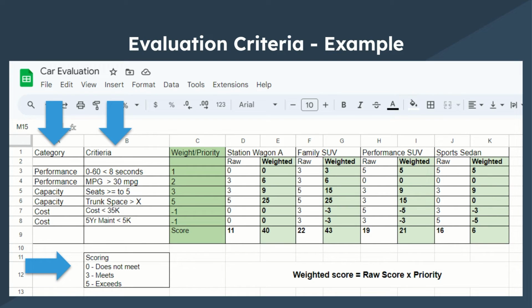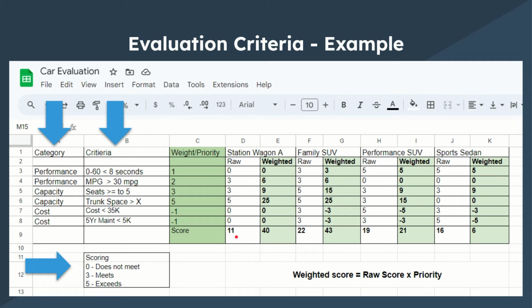So as we walk through what is documented here, you can see that with the raw scores, you get an idea of what the scores might have been. And something that is really well highlighted with this example is when you look at, for example, the station wagon raw score versus the sports sedan, it would seem that the sports sedan, if I had to rank these, is going to rank better than the station wagon, with the station wagon being at the bottom.